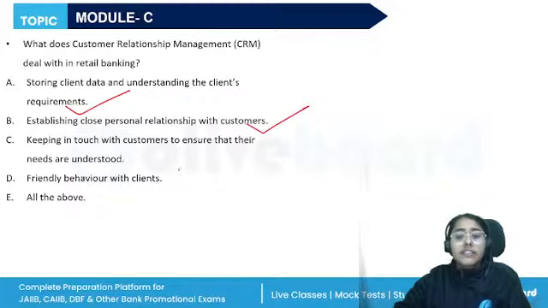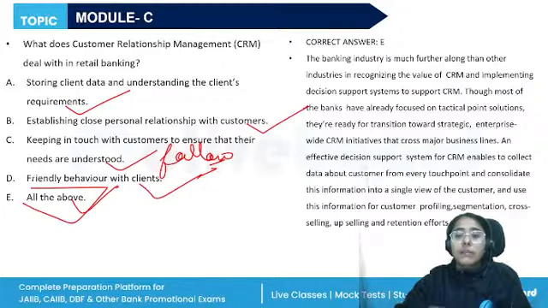Keeping in touch with the customers to ensure that their needs are understood. So follow up on the service and products, friendly behavior with our clients, and all of the above. So all of the above is correct.